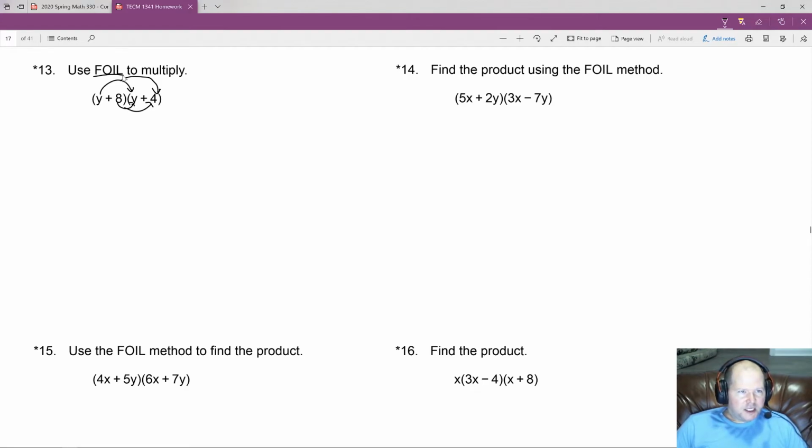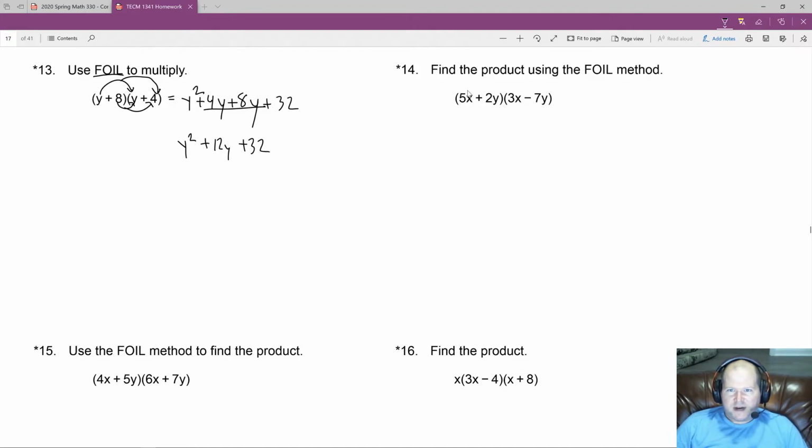So regardless, you end up with y times y, which is y squared. You end up with y times 4, which is 4y. Then you end up with 8 times y, which is 8y. And then you end up with 8 times 4, which is 32. And now your two terms in the middle, they should be like terms, so you should be able to combine them. So you bring down your y squared. A 4y plus 8y is a 12y. And you just keep your 32.